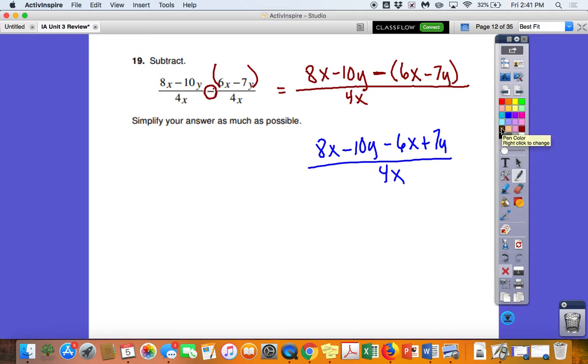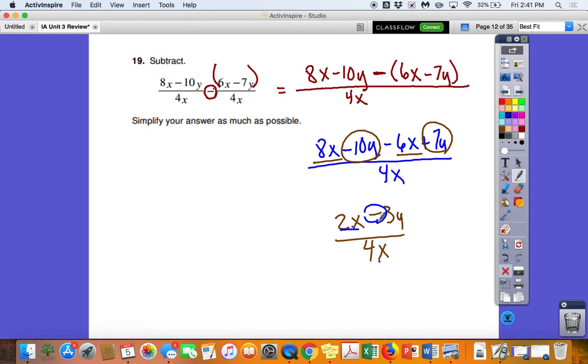Now get your like terms together. I got an 8x and I got a negative 6x, so that's going to be 2x. And then let's put your y's together. That's going to be, what, negative 3y? Now, careful, careful, careful. Remember, you have to factor before you reduce. So do not jump the gun and try to reduce this 2x and 4x. You cannot, because that 2x is attached with a minus sign.